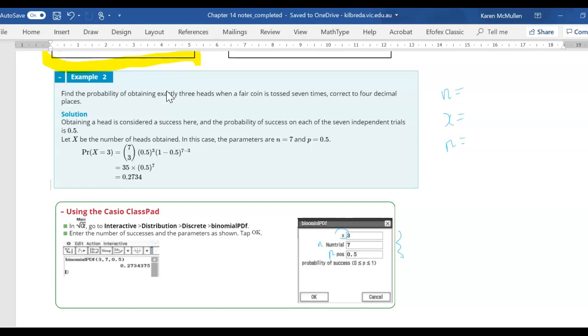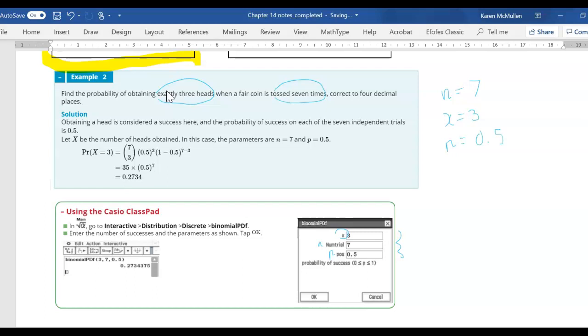So we want exactly 3 heads when a coin is tossed 7 times. Exactly 3 heads, so that's going to be our value of x. Tossed 7 times, so that's going to be our value of n, and it's a coin. So we know a coin has either heads or tails, so the probability of success is 0.5.